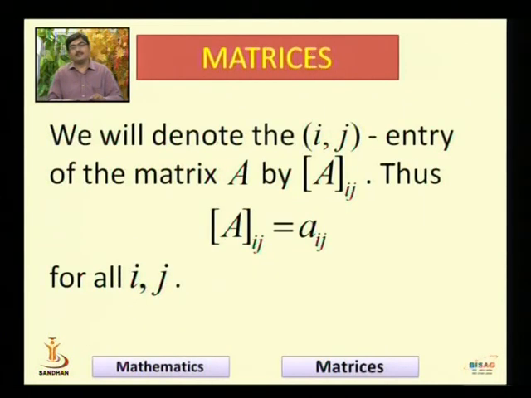So let us start with some other notation also which will be helpful in future, and that is the following, that we will also denote the ijth entry like this, that is in the square bracket capital A, that denotes the ijth entry of the matrix A, which is nothing but small aij for all i, j. Here we should remember that i ranges from 1 to m and j ranges from 1 to n.